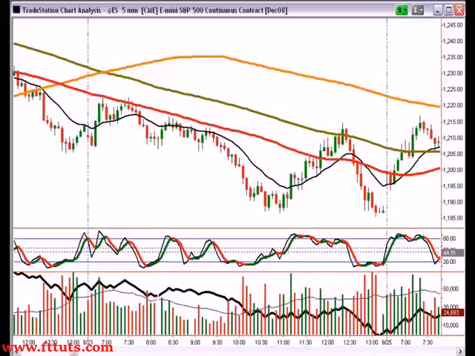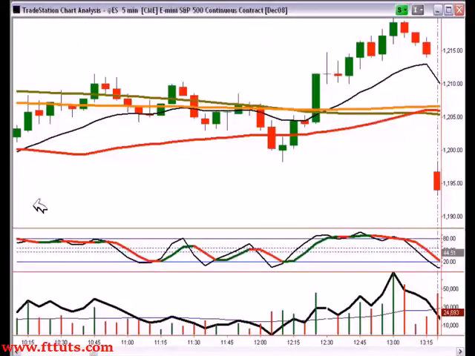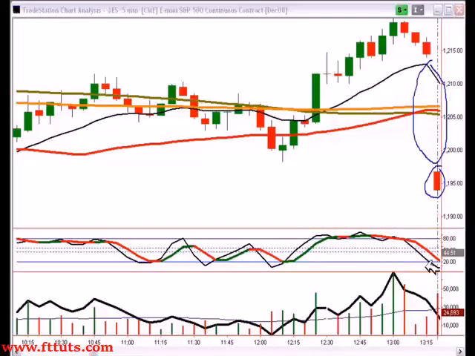Okay, let's look at one more example. Here's another example on the 5-minute S&P. The day opens, we get a gap down. Here's our first 5-minute bar of the day. Now, the question is the same thing. What do we expect from here? Do we expect this market to go up or to go down?